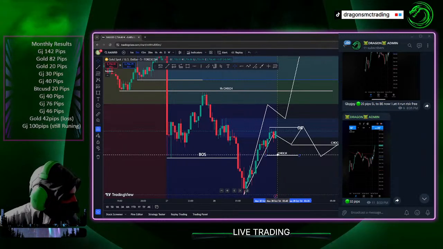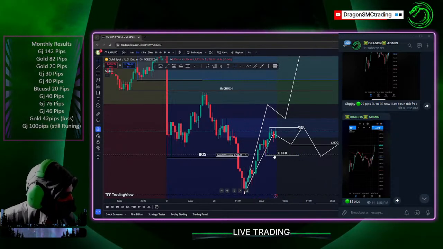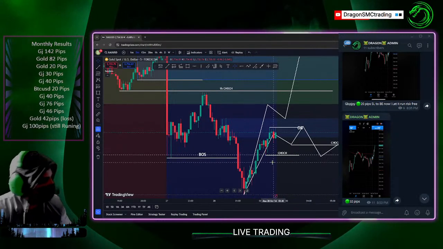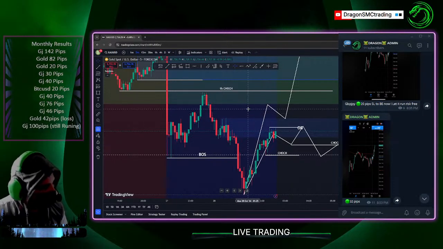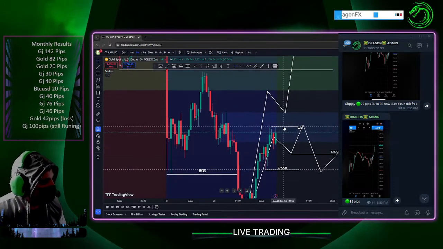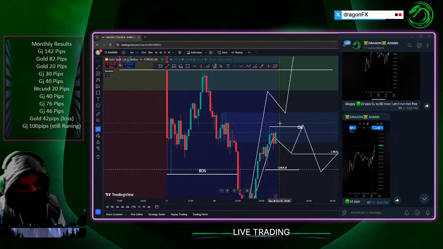But as of right now, this is still the last lower low, because price didn't break above this high yet.